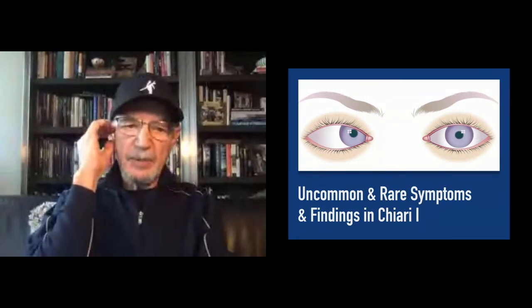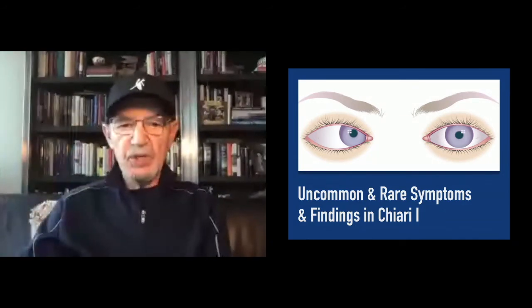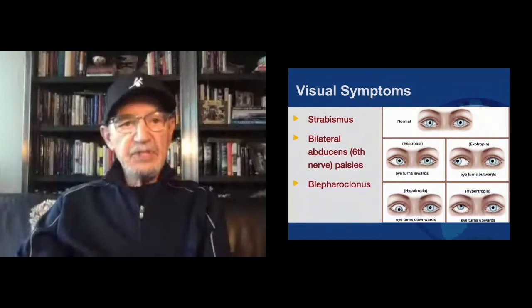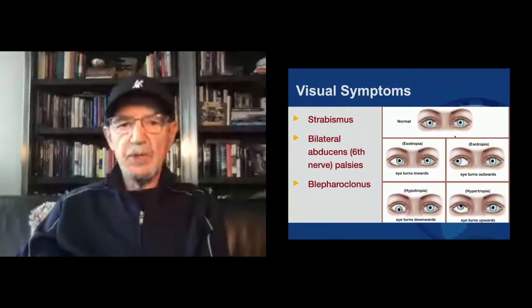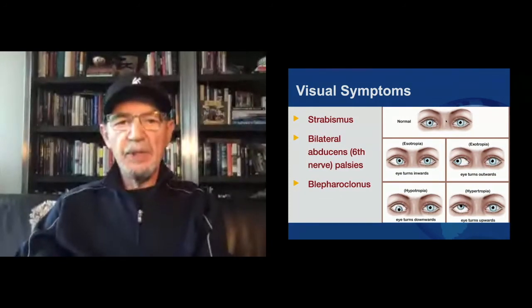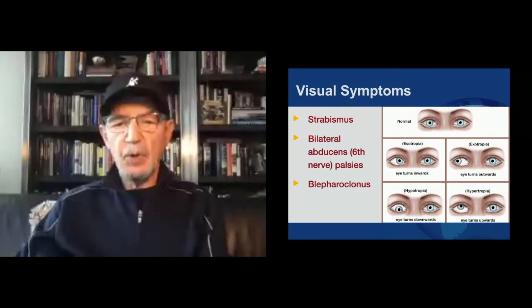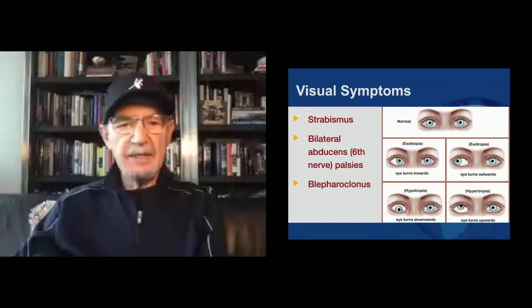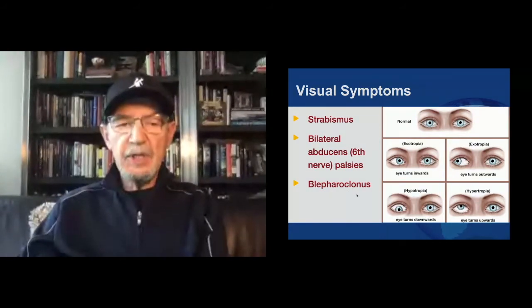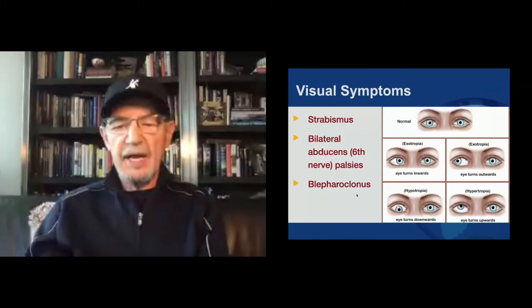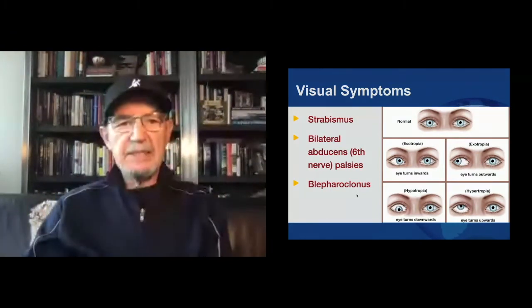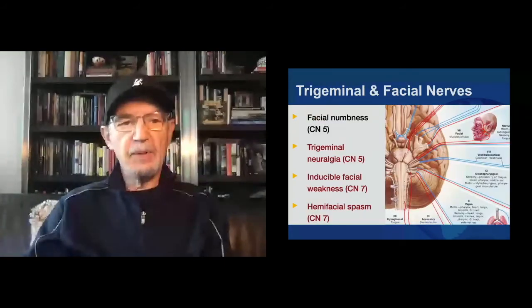So let's get to the heart of this. What are uncommon and rare? It's important to think about these because it helps us recognize who may have Chiari or not. Visual symptoms such as strabismus, where the eyes don't line up. Here's a normal situation, an esotropia or an exotropia, and these are hypertropias, if you will. The eyes are not lined up. Or there can be weakness looking to the side, to the right or left, from the sixth nerve. Or there can be a fluttering, if you will, of the eyelids. Chiari can cause these symptoms. Other things can as well, of course.